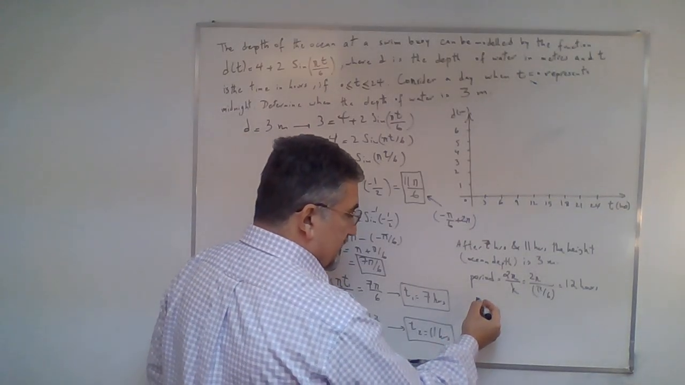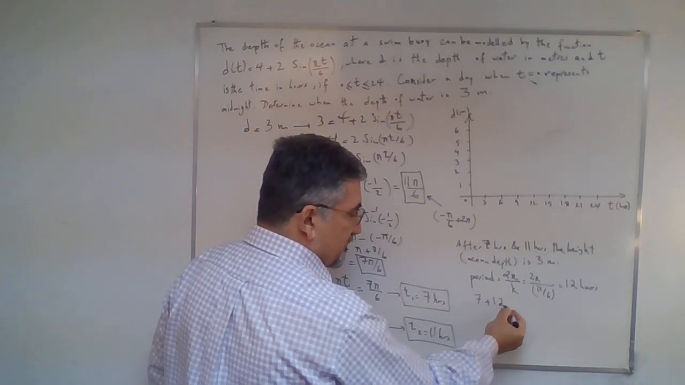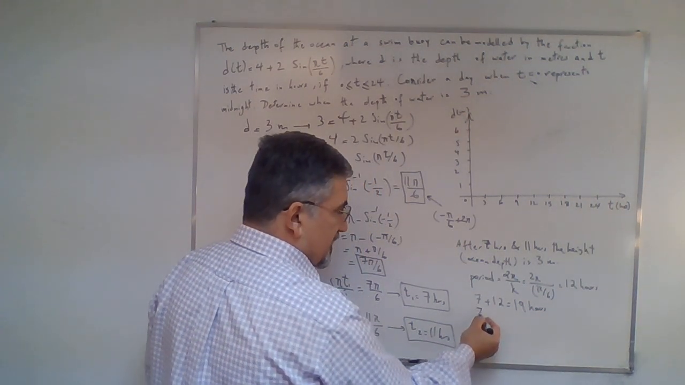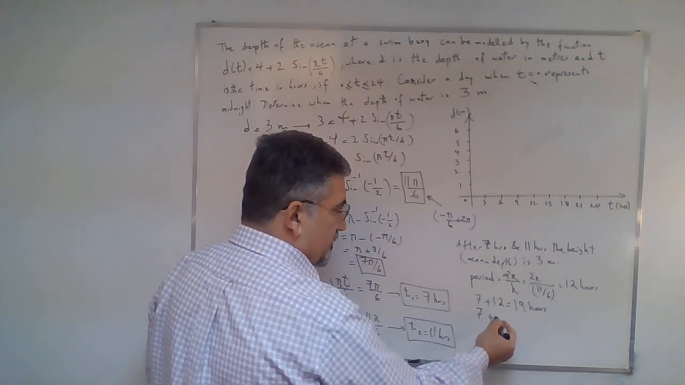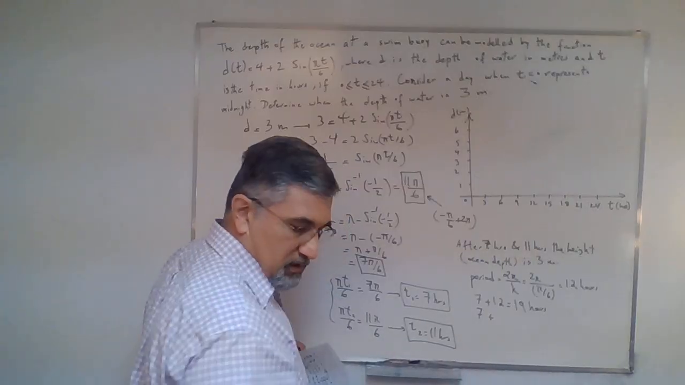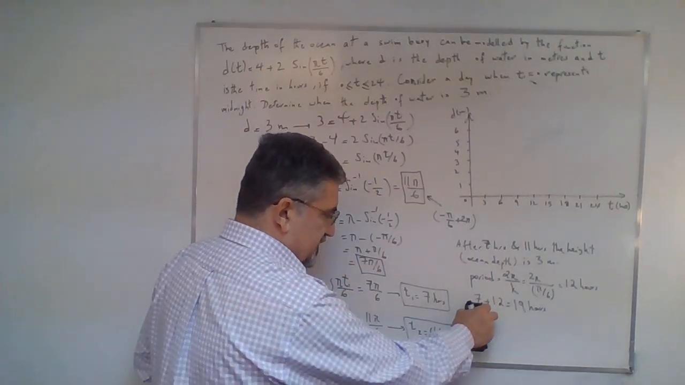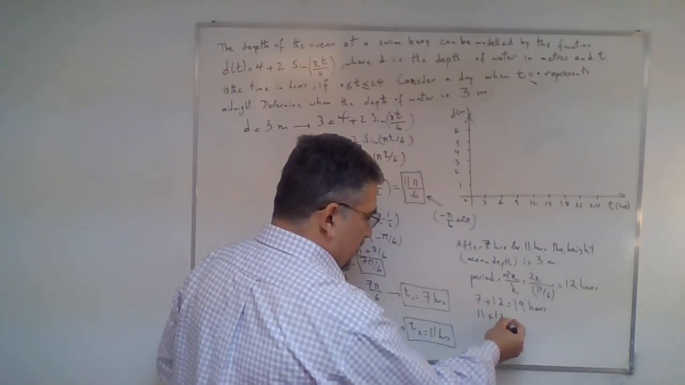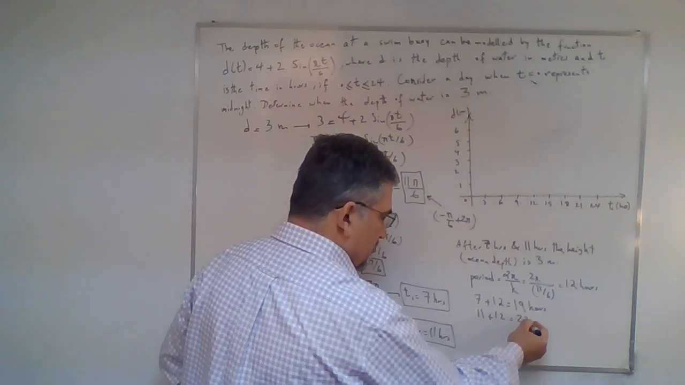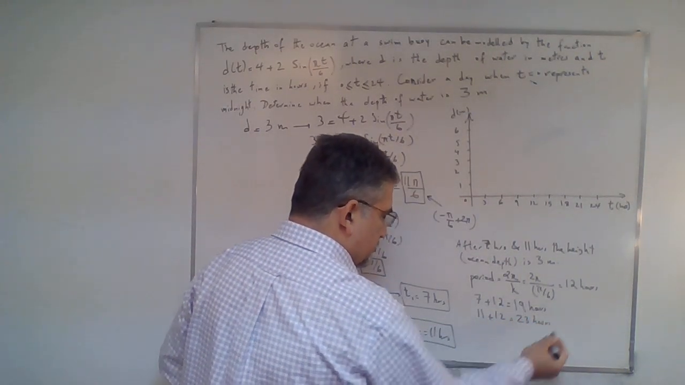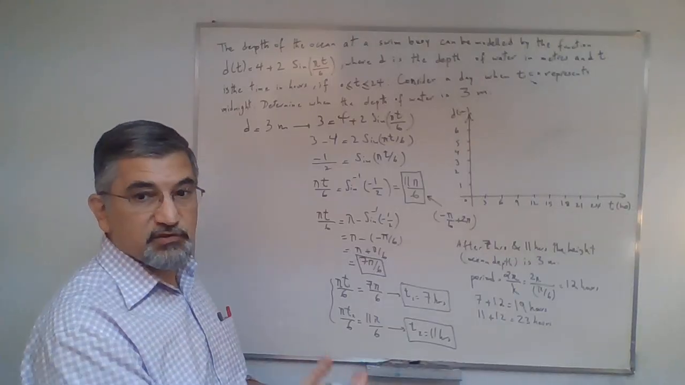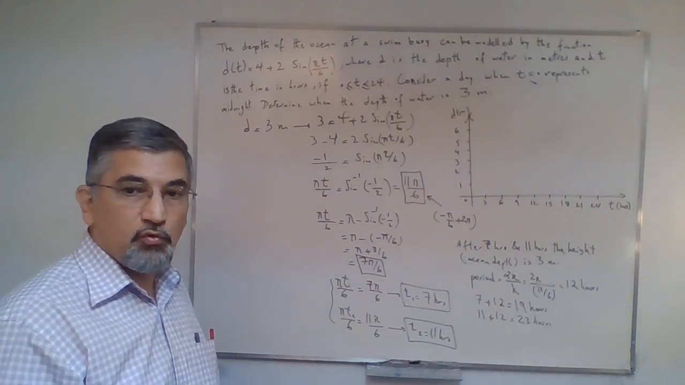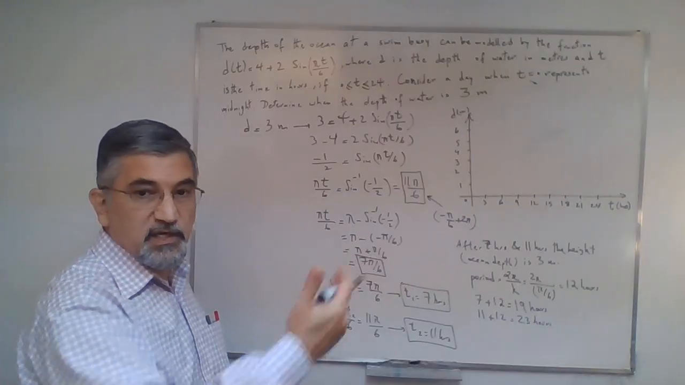So I'm going to say 7 plus 12 is 19 hours, and then 11, because I already added 7, didn't I? So 7 plus 12, and then 11 plus 12, which is 23 hours. Okay, so at these times, 19 hours and 23 hours, again, the height is going to be 3 meters. That's in the next cycle.